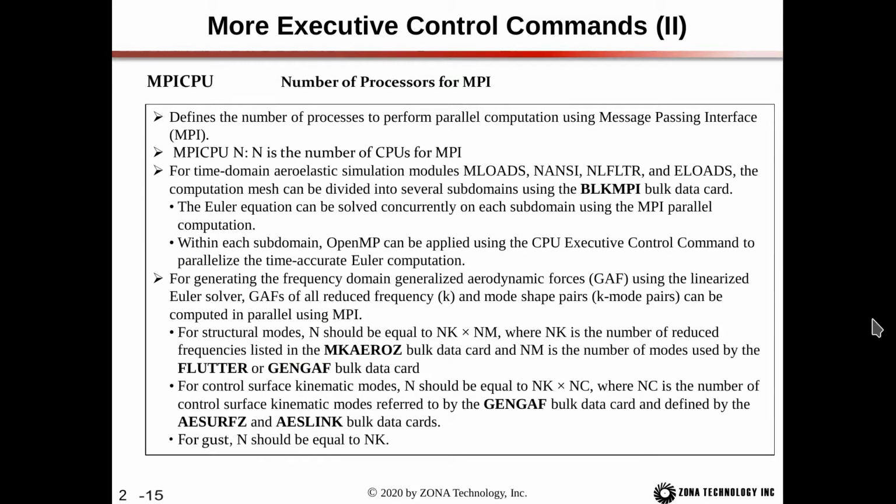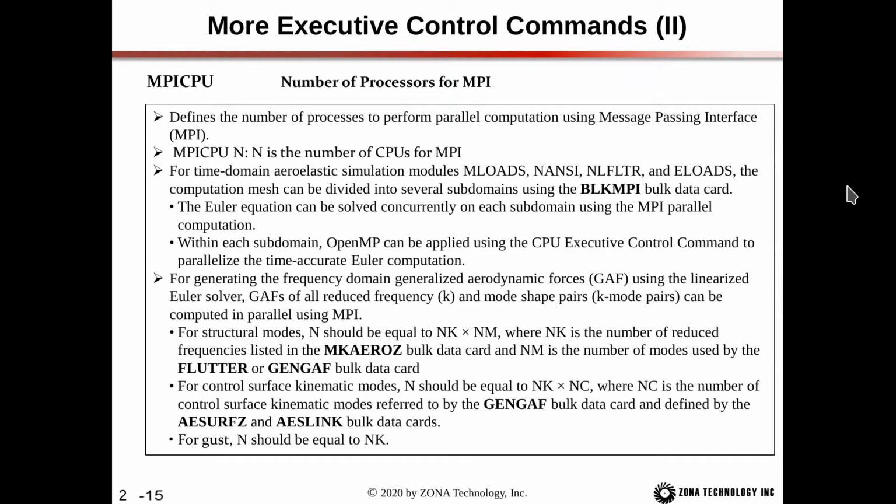And then next we have mpiCPU, which is the number of processors for MPI. So this defines the number of processors to perform the parallel computation using MPI. And much like the CPU command, you'll specify mpiCPU n, where n is an integer.